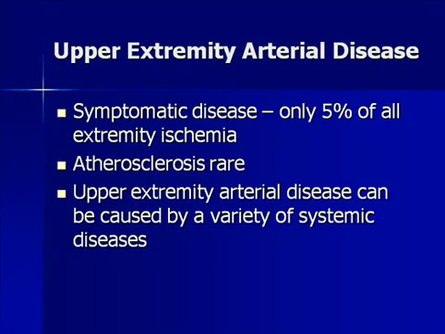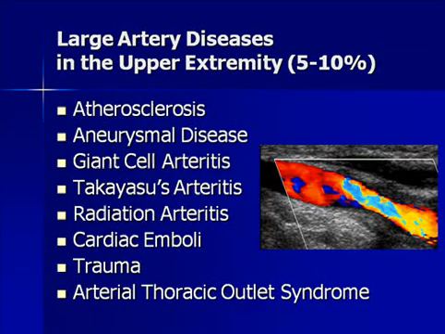Well, in terms of upper extremity arterial disease, it's certainly not all that common. In fact, it only accounts for about 5% of all symptomatic extremity disease. It's pretty uncommon for us. Atherosclerosis is a player, but it's relatively rare, and most of the upper extremity arterial disease we see can actually be caused by a variety of other diseases, and they're listed here. Some of them include, as I said, atherosclerosis, but also various types of arteritis, embolic disease, traumatic disease, and thoracic outlet. These are problems in the large upper extremity arteries, and large arterial disease only accounts for 5 to 10% of the patients.